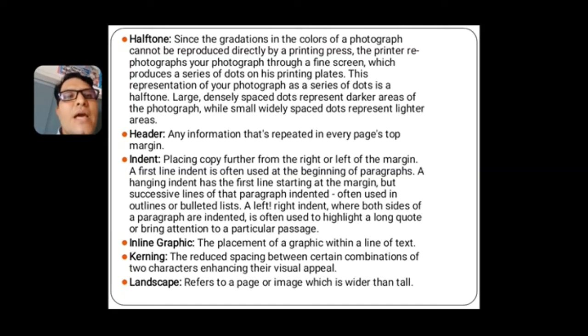A hanging indent has the first line starting at the margin, but successive lines of that paragraph are indented. So here the hanging indent is there. That hanging indent is applicable for the first line, and the rest, the successive lines of a paragraph, are indented. Okay, so the first line is hanged, and the successive lines take some space from the margin. It is often used in outlines or bulleted lists.